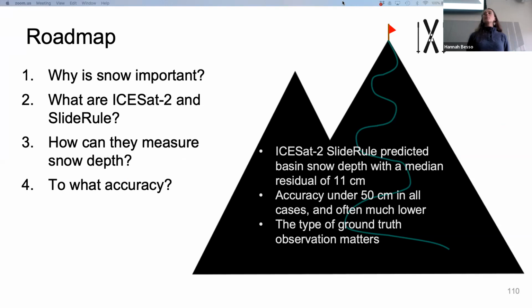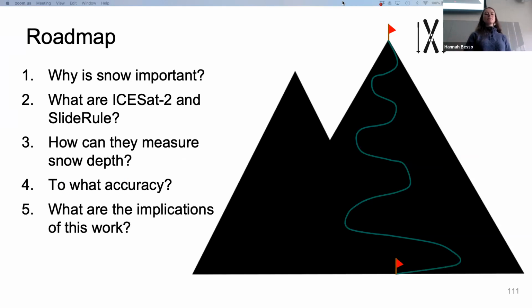In all cases, across all comparisons, the accuracy was under 50 centimeters, and often much lower than that. And finally, the type of ground truth that we compare to matters, whether we're comparing to single point locations or spatially distributed data.